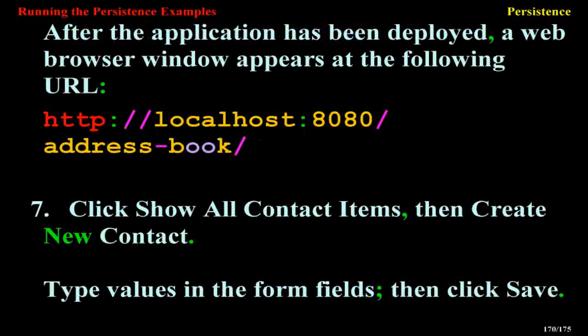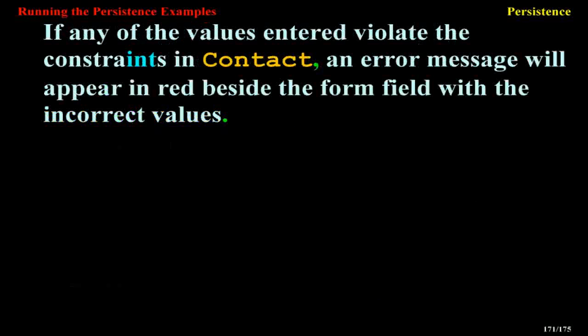After the application has been deployed, a web browser window appears at the following URL: http://localhost:8080/address-book. Click Show All Contact Items, then create new contact. Type values in the form fields. Then click Save. If any of the values entered violate the constraints in contact, an error message will appear in red beside the form field with the incorrect values.